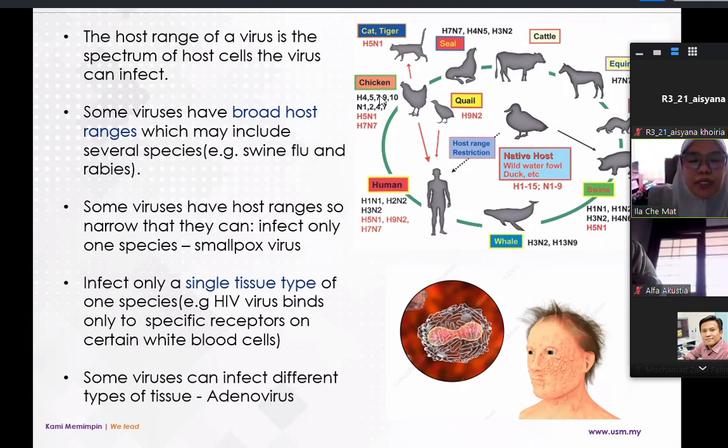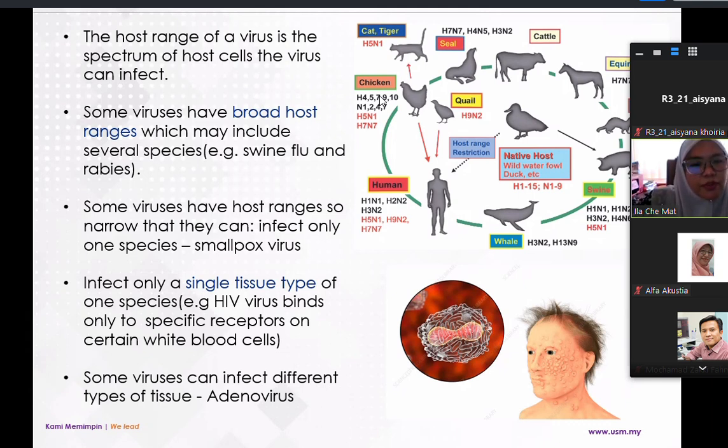For example, swine flu, which is influenza, infects almost everything: human, chicken, tiger, cattle, like swine. So it infects multiple species. This one we call a broad spectrum, or broad host range. And then there are also certain types of virus that only infect one species, which is human. For example, the smallpox virus.